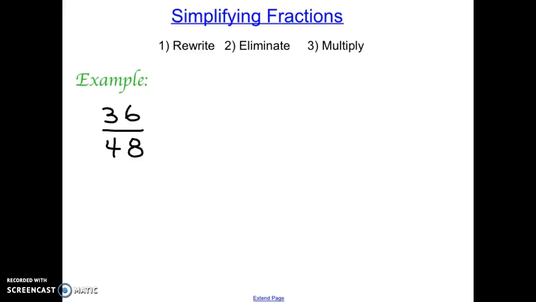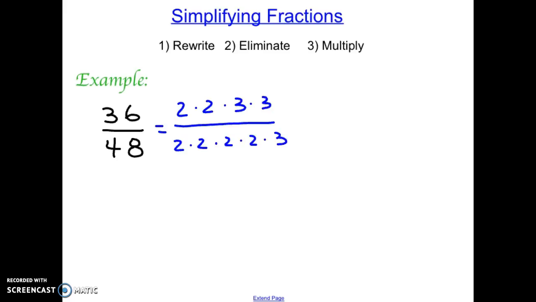Now, let's get to what we were looking for, how to simplify the fractions. Remember, our goal is to rewrite, eliminate, and multiply. So for this example, our fraction starts off as 36 over 48. Now we're going to save a little time because we've already done the prime factorization for 36 and 48. 36 we saw was 2 times 2 times 3 times 3. 48 was 2 times 2 times 2 times 2 times 3.